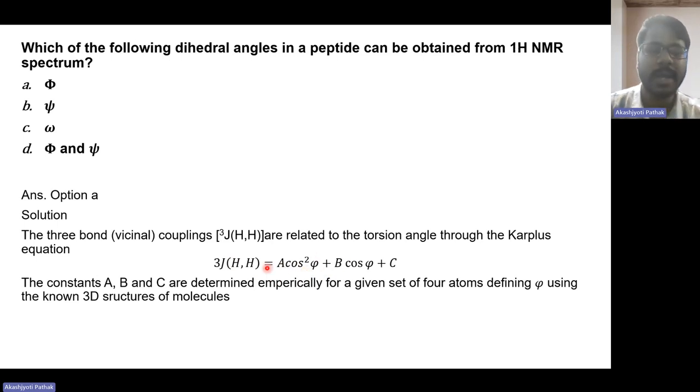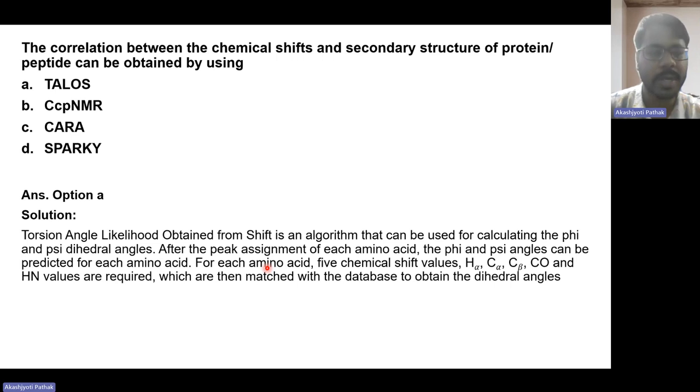Okay. So the dihedral angle between two neighboring residues, the torsion angles, can be calculated. And the correlation between the chemical shift and the secondary structure of a protein or peptide can be obtained by using different software: Talos, CCP-NMR, Chiara, Sparky. To determine the correlation between chemical shift and secondary structure of protein, the software that is used is Talos.